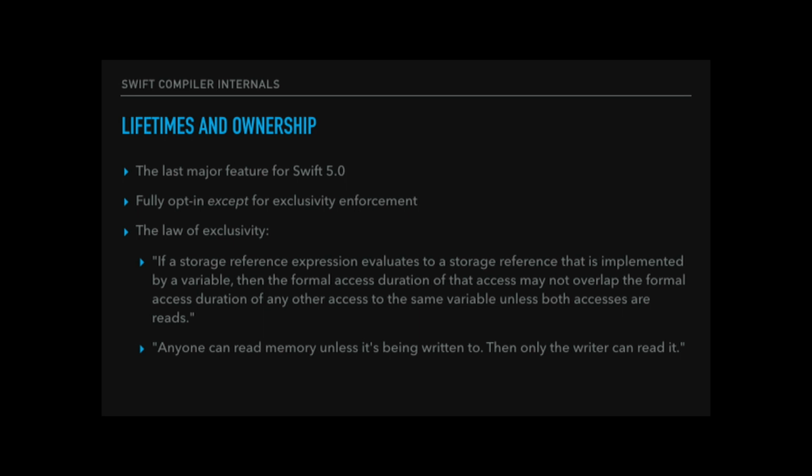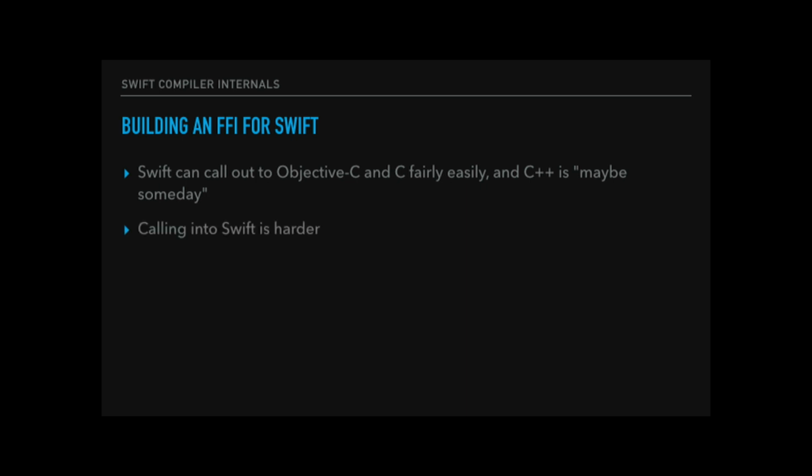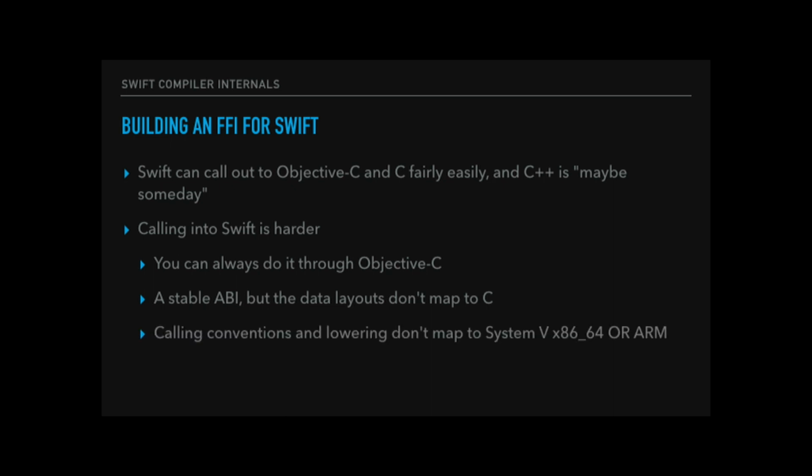And I've just gotten zero, so I'm going to finish up here real quick. Come back next year for hopefully a talk on that stuff in more detail. Very quickly: building a foreign function interface for Swift. Swift can call out to Objective-C and C fairly easily. C++ maybe someday, they've been promising that since the beginning. Calling in to Swift is much harder. You can do it through Objective-C. Cool. There's going to be a stable API, but none of the data layers have to see. And calling conventions don't match our standard calling conventions.